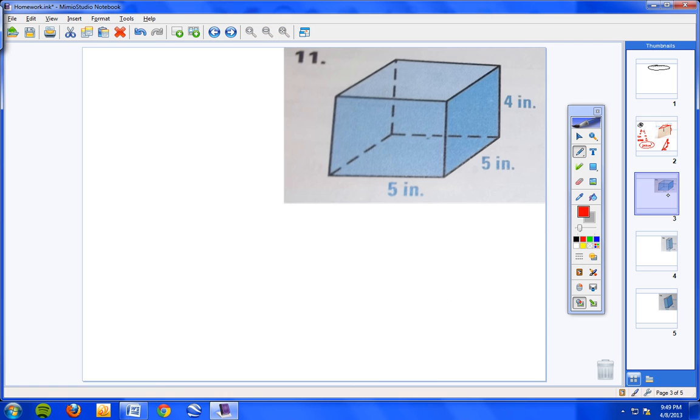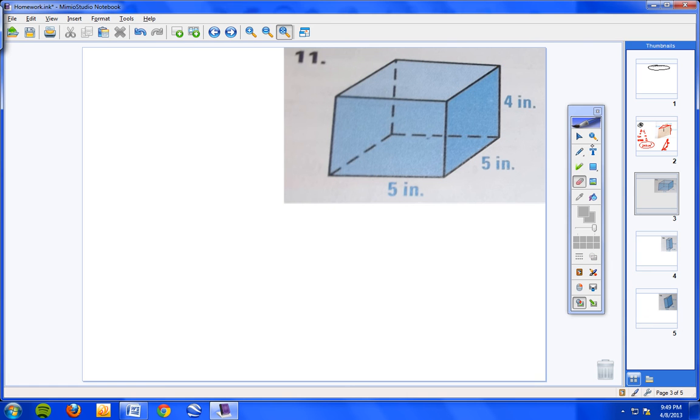Now let's take a look at number 11. We're going to find the volume of this prism. Now right off the bat, notice we don't need to turn anything. This top face right here is congruent and parallel to this bottom face. We know they're congruent because this is a 5 by 5 rectangle, and this is also a 5 by 5 rectangle. So we have a congruent top and a congruent bottom face. We don't need to turn anything.